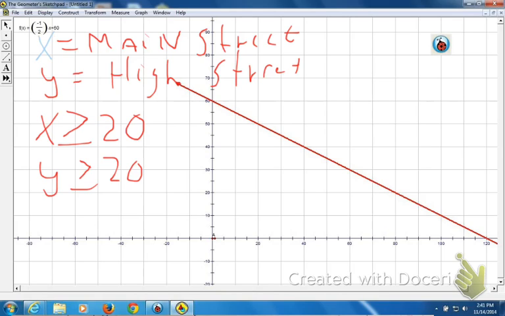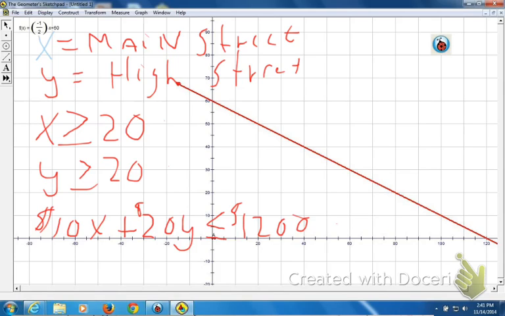And of course, if we want to look at the cost, it's going to cost $10 for Main Street, X, plus we can add $20 for High Street, which is Y. And we know that we only have this much money to spend, so this will be less than or equal to $1,200. So if you notice here, we have 1, 2, 3 inequalities.